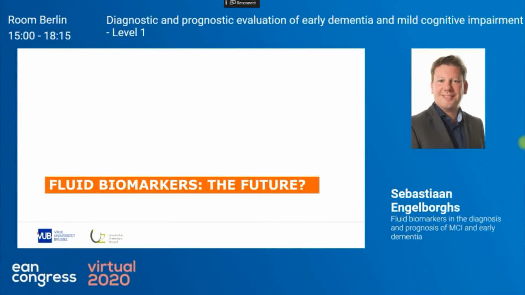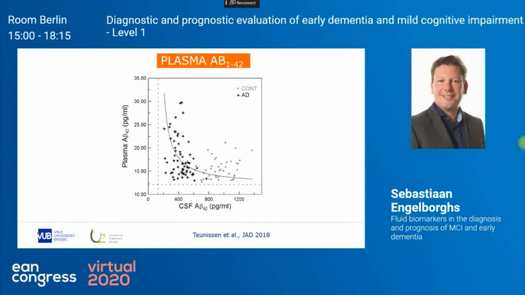What will the future bring with regard to fluid biomarkers? Well, one research focus is, of course, blood. And we see that plasma A-beta 42 is quite good in separating AD patients from controls, almost as good as CSF A-beta 42 is. Plasma A-beta 42 is still under investigation. It is being validated at this moment.